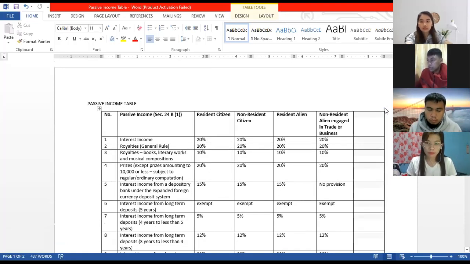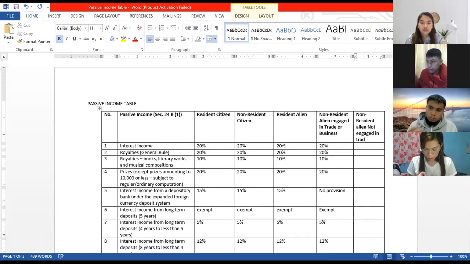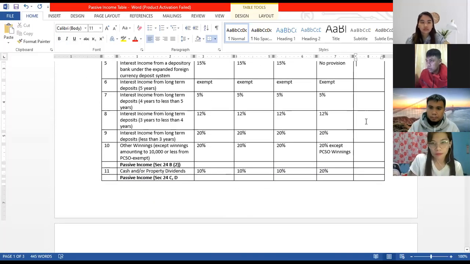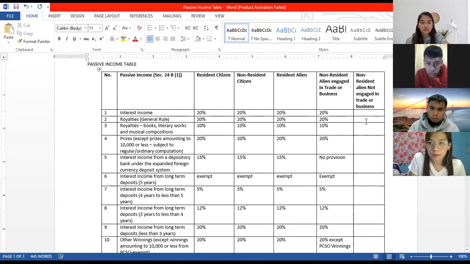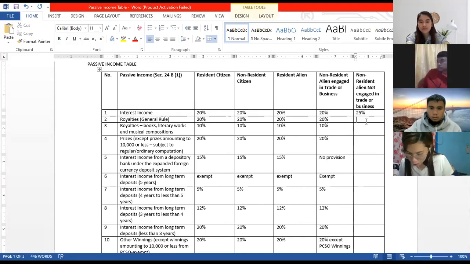But here, dito sa fifth kind of taxpayer natin, non-resident alien not engaged in trade or business, lahat po itong mga passive income, pati yung mga ordinary income ng non-resident alien not engaged in trade or business will be subject to 25%. Okay? Nakuha nyo? 25% lahat yan. Okay?